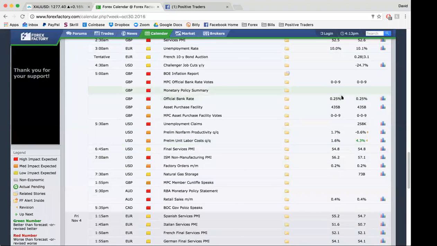Same thing with interest rates, right? Just because it's forecasted to come out the same doesn't mean that it's going to come out the same. Now something like this where they've already voted on it, right?